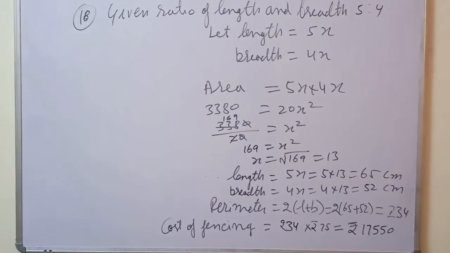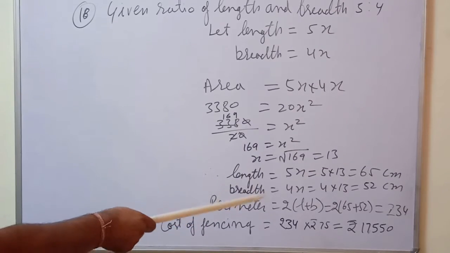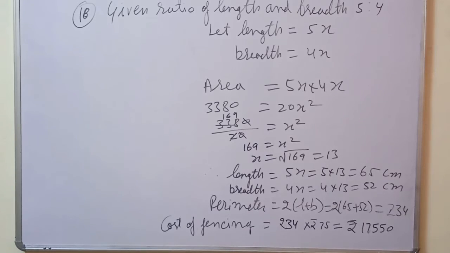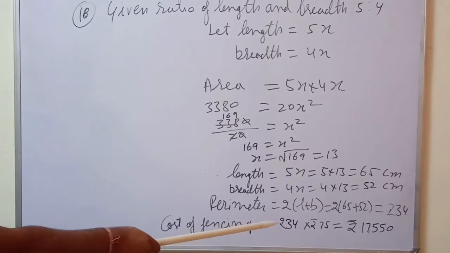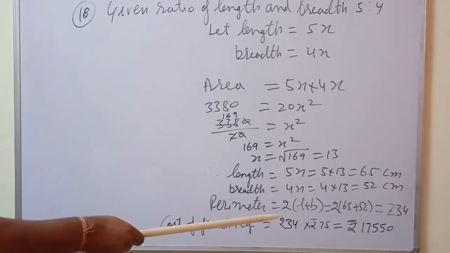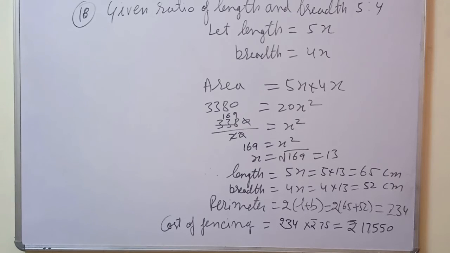So we get the perimeter with the length and breadth: 2 into (L plus B), that is 2 into (65 plus 52), which is 234. And the cost of fencing will be 234, the perimeter, into 75. The cost of fencing equals 17,550. That is your answer.